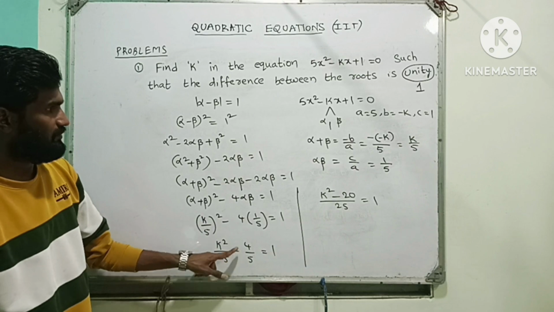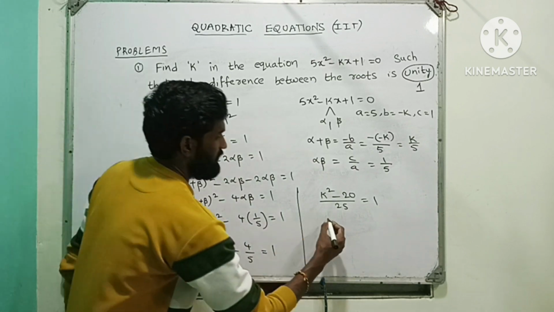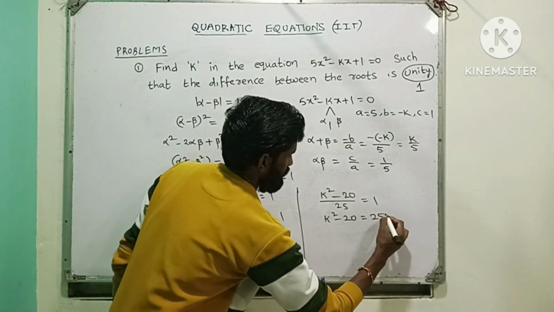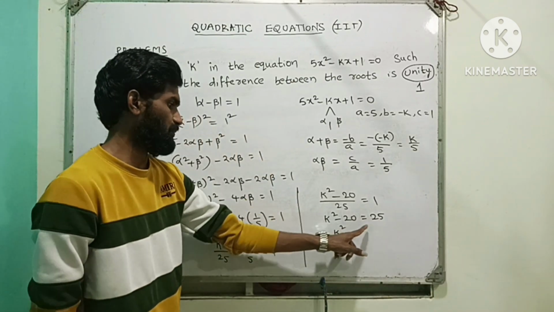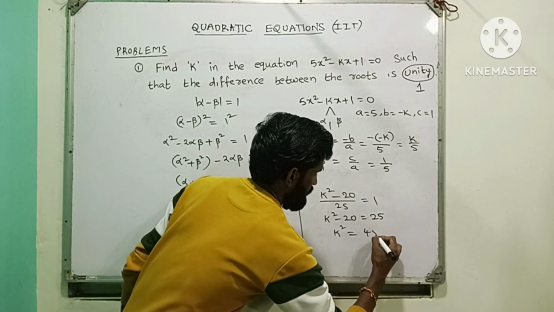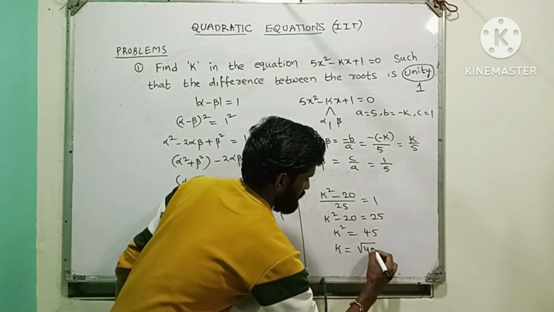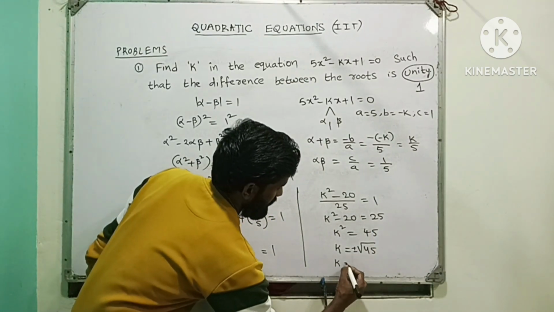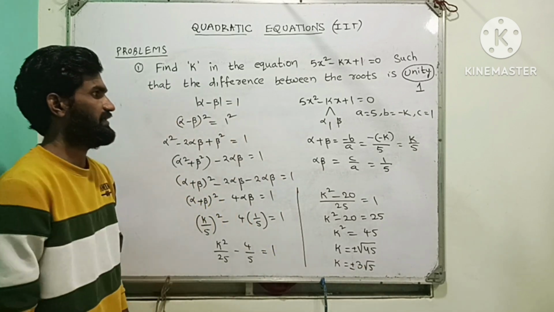Here alpha beta is 1 by 5. So what will I get here? K square minus 20 is equal to 25. K square is equal to 25 plus 20, which is nothing but 45. So k is equal to plus or minus root 45. Now k is equal to what will I get? Plus or minus 3 root 5 we will get.